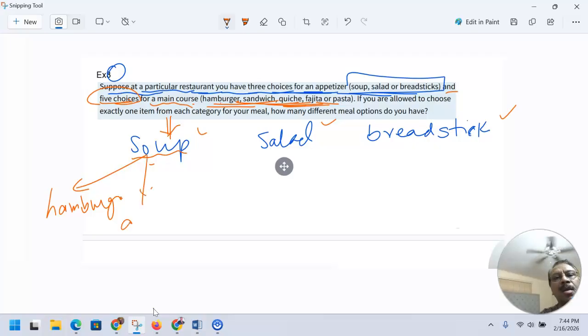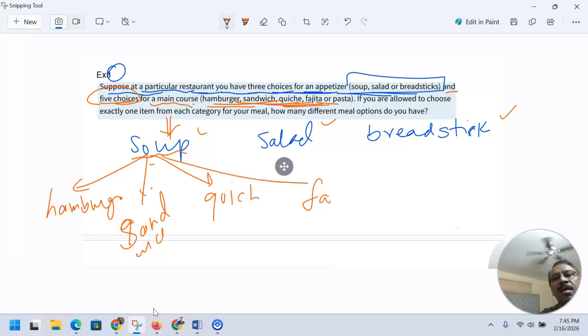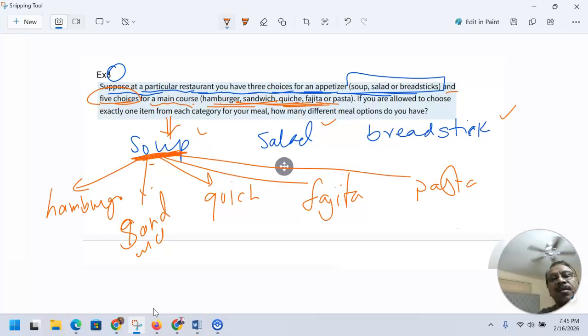Either you can pick a hamburger, or a sandwich, or a quiche, I don't know how you say it, or fajita, or pasta. So the question is, this is only if you select the soup as the first. Each time you select the first entry, like starters, after that you have those five options.